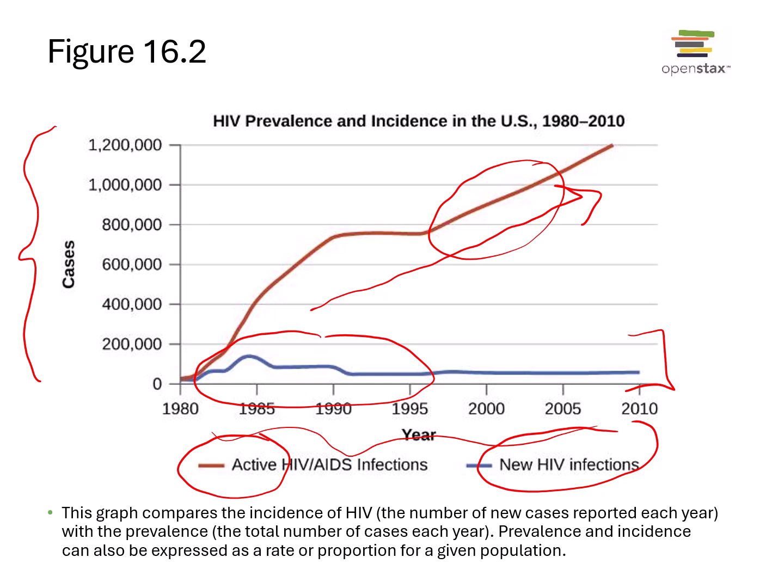And for a chronic disease like HIV infection, prevalence will generally be higher than incidence because it represents the cumulative number of new cases over many years, minus the number of cases that are no longer active because the patient either died or was cured.